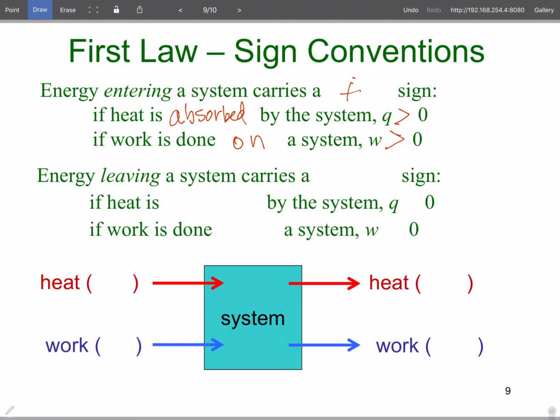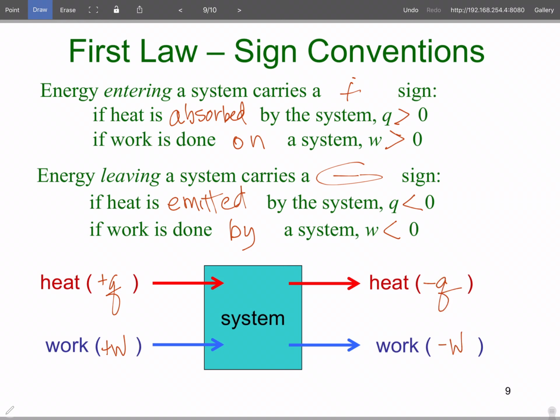Okay? Whereas if it's leaving a system, it carries a negative sign. So if heat is emitted by the system, then Q is less than 0. If work is done by the system, then work is less than 0. So what it really boils down to: if the heat is coming in, it's positive. If work is coming in, it's positive. If heat is going out, it is negative. And if work is going out, it's negative. So that's really what you have to remember: is work being done on or by the system?